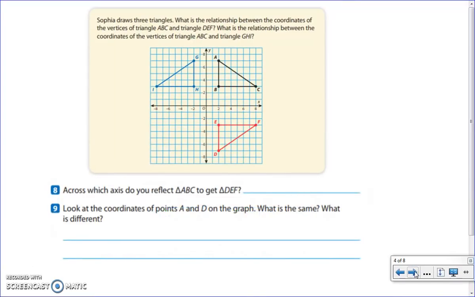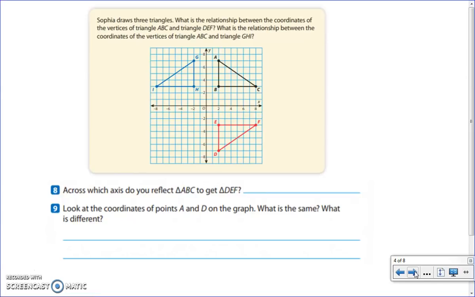So it says, across which axis do you reflect triangle ABC to get triangle DEF? Now, when you think about reflection, think about when you look in the mirror, you see the same exact thing but on the other side. Or if you take your paper and fold it in half and unfold it again, if you had, I don't know, water on one side, then it would be on the other side and exactly the same distance from wherever you folded it.